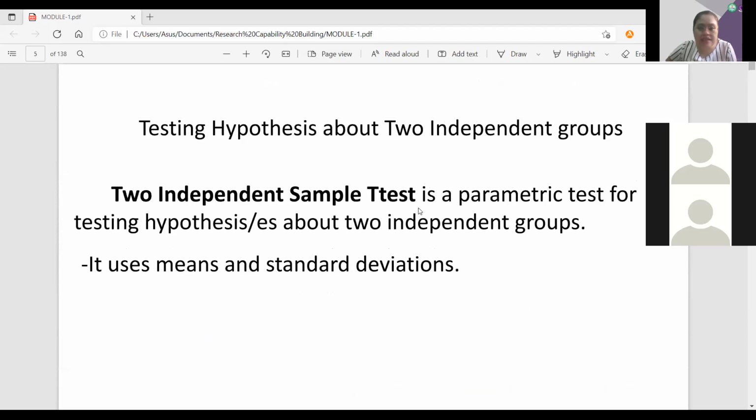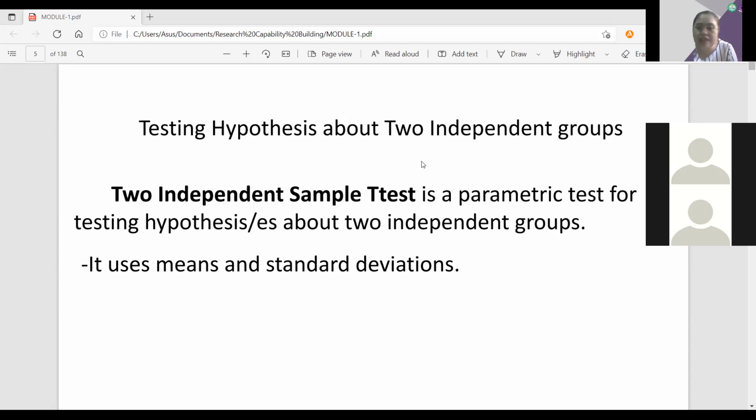Testing hypothesis about two independent groups. Okay, so we have here the independent sample t-test first, which is a parametric test. Let's have a little review of parametric and non-parametric. When you say parametric, we need to satisfy the requirements first before we can really use the parametric tests. So what are the requirements or the assumptions?